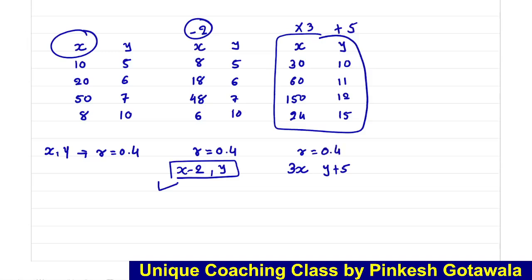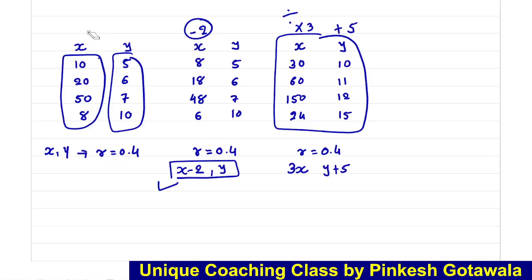The answer will be the same. So by this what you have understood: if you deduct, add, multiply, or even divide by the same number in x or in y, there will be no change in the correlation coefficient. That is, if you add, subtract, multiply or divide every value of x and every value of y by a fixed number, the answer remains as it is.